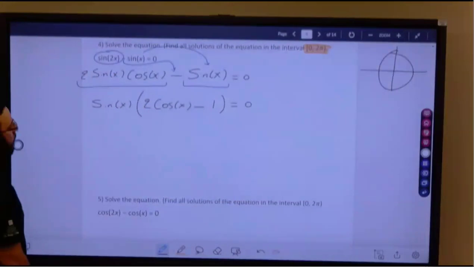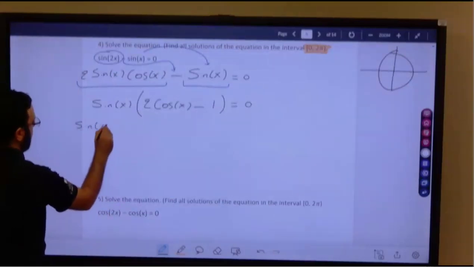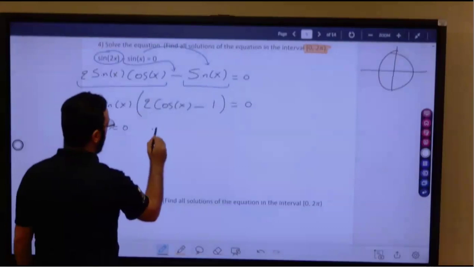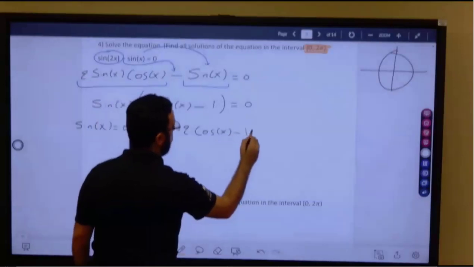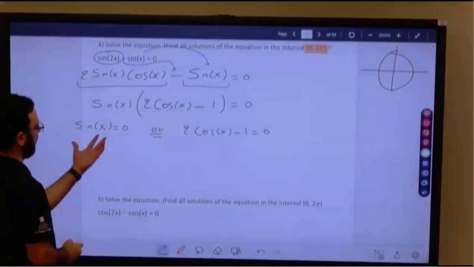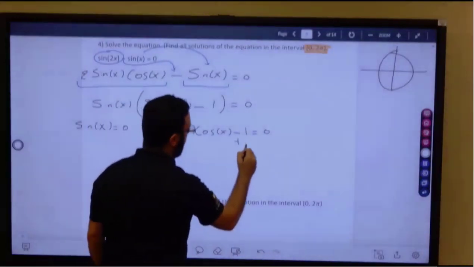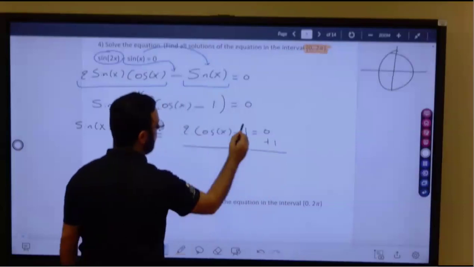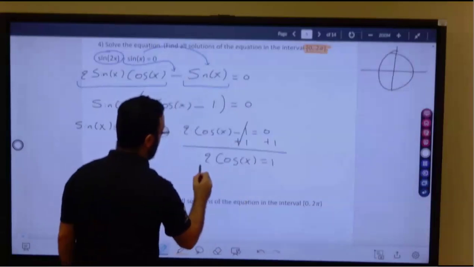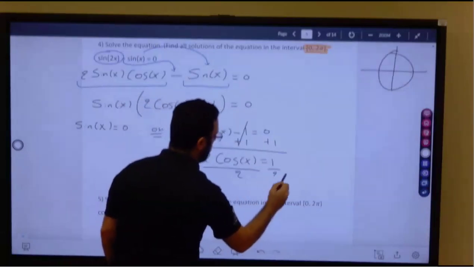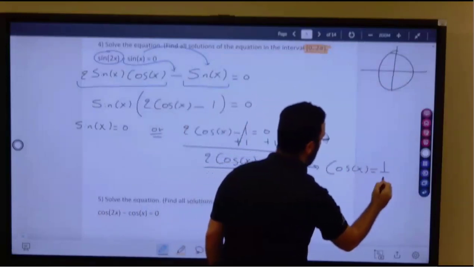By using the zero factor property, I can say sine x is going to be equal to 0, or 2 cosine x minus 1 equals 0. This one is already solved. I just need to go back to the circle and find the value of x. Here we're going to add 1 to both sides, cancel here, so 2 cosine x equals 1. Then divide by 2. That means cosine x is going to be equal to one half.